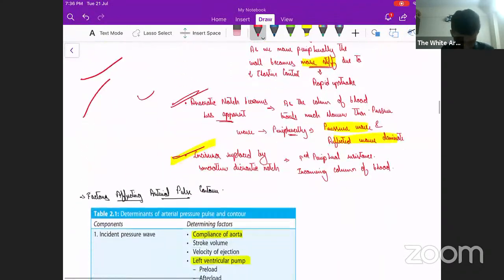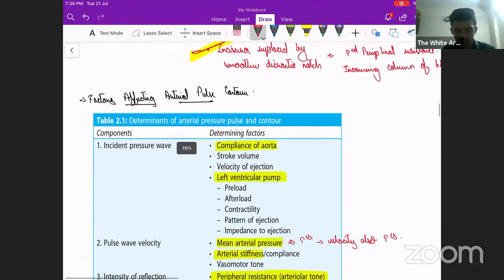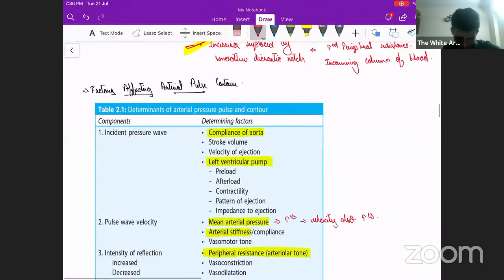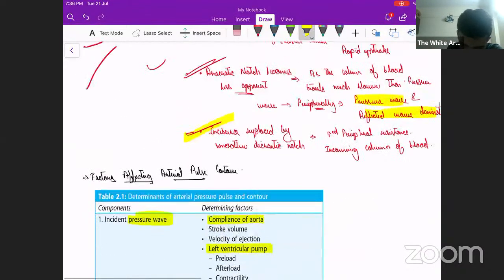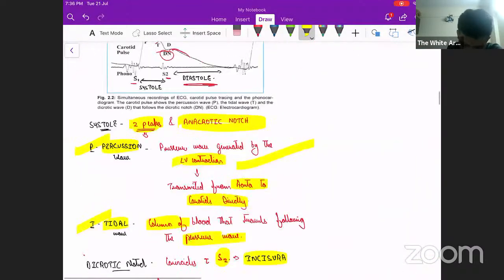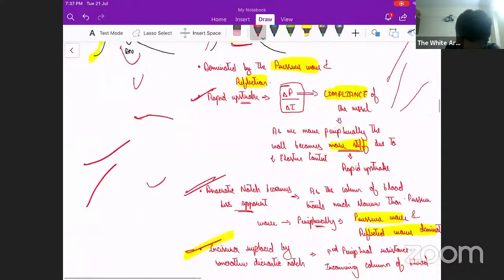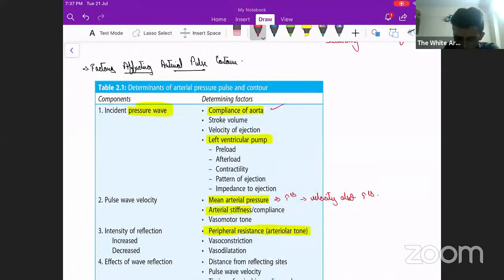Next, let's see what are the factors affecting the pulse contour. One is the incident pressure wave. The incident pressure wave is because of the left ventricular contraction. What are the factors that affect? One is the compliance of the aorta. When the compliance is good, we'll expect a smooth rise. When it's stiff, we'll expect a rapid upstroke.